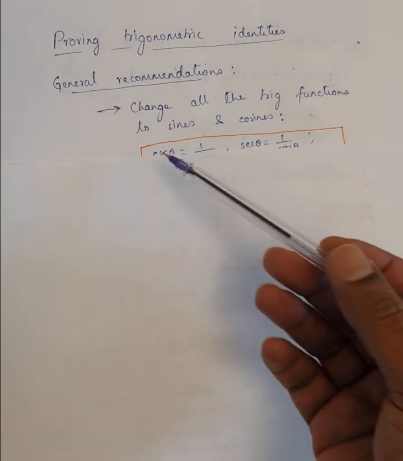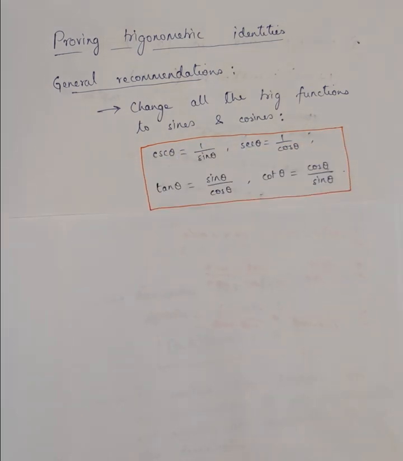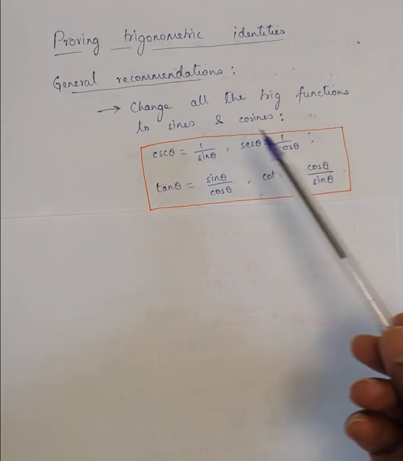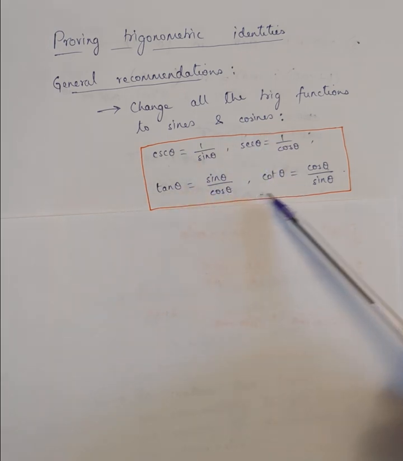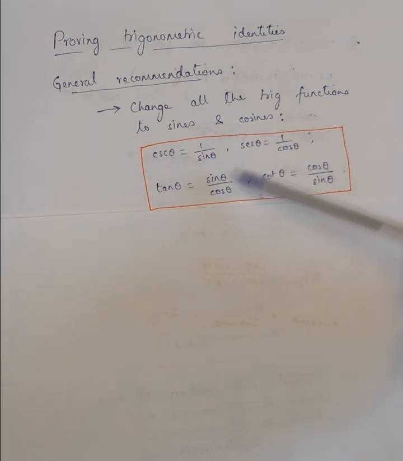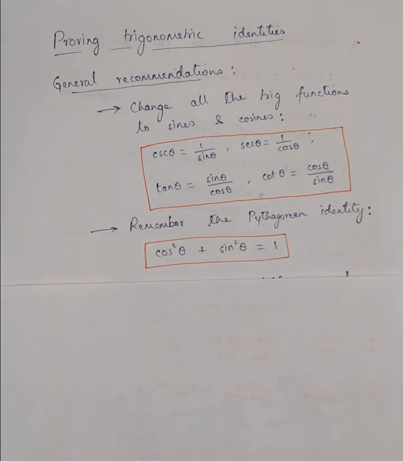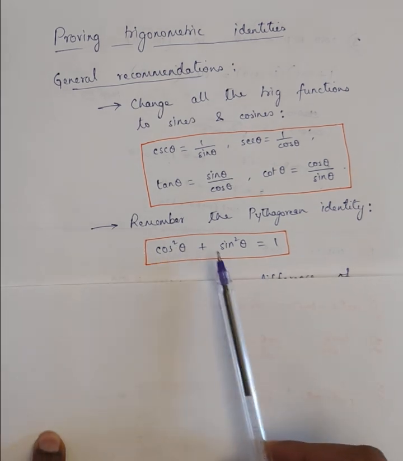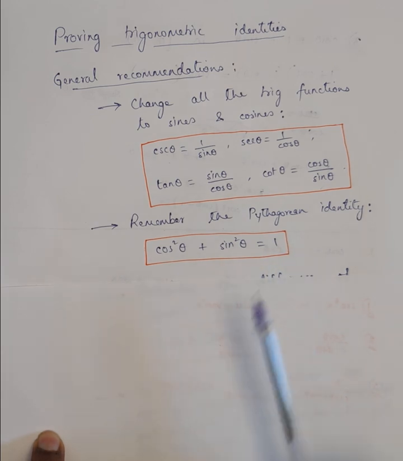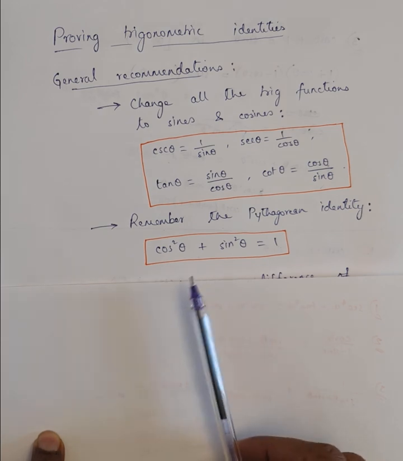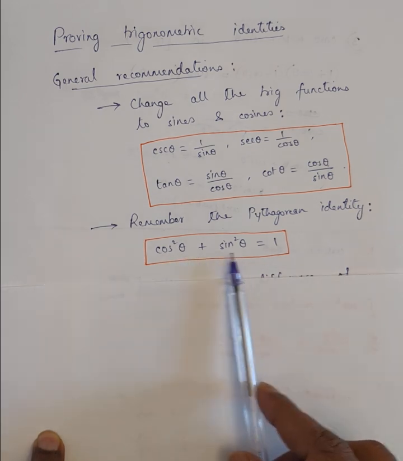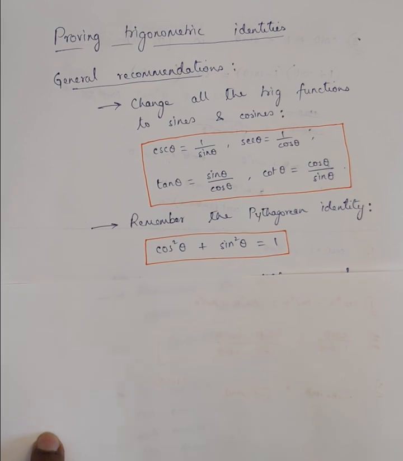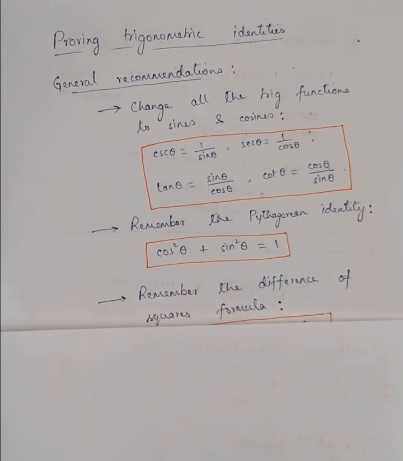Change all the trig functions to sines and cosines. So if you see cosecant, secant, tan, and cot, generally writing them in terms of sines and cosines is going to be helpful. And then remember this Pythagorean identity, cos square plus sine square equals 1. If you remember the other two Pythagorean identities, that's great. But at the bare minimum, you have to remember this one, because this will be used so much in problems.